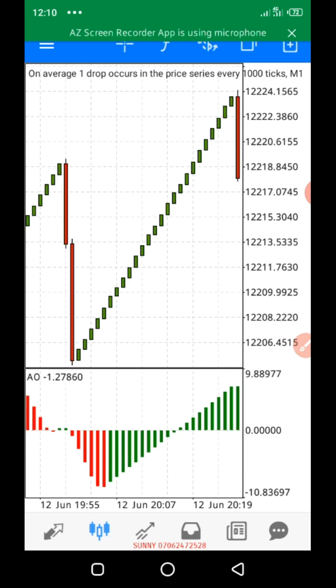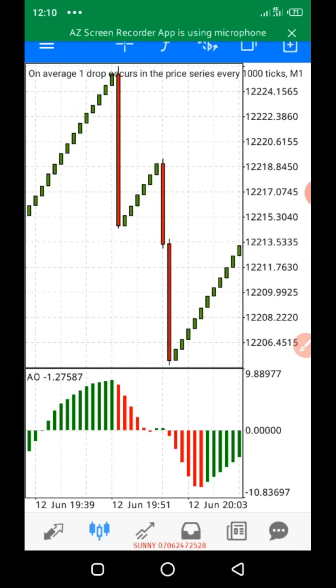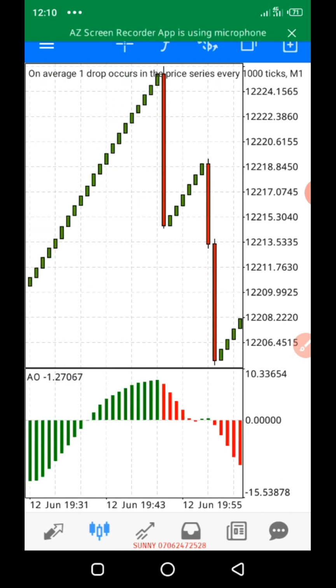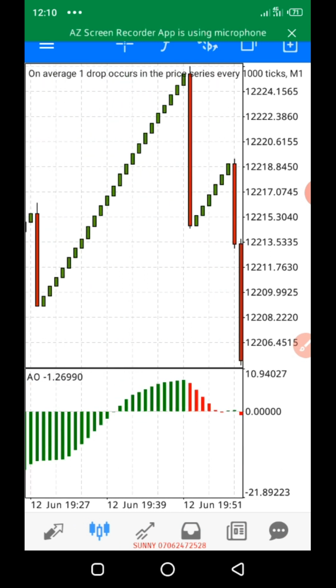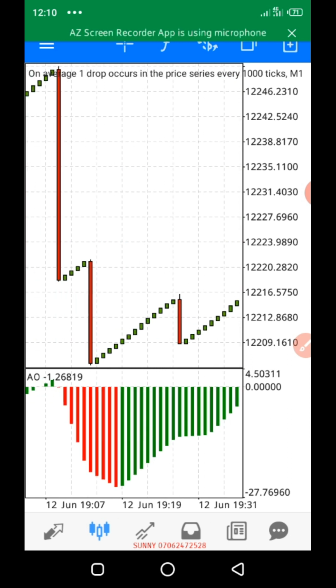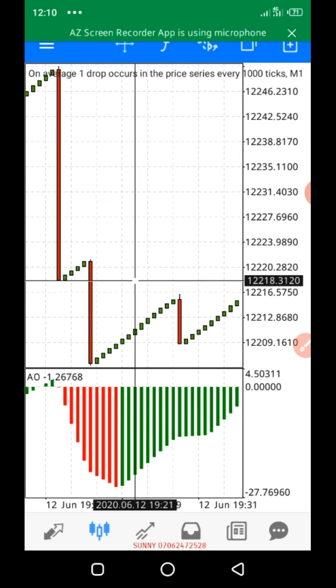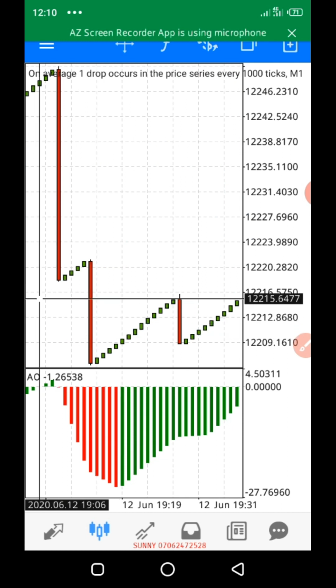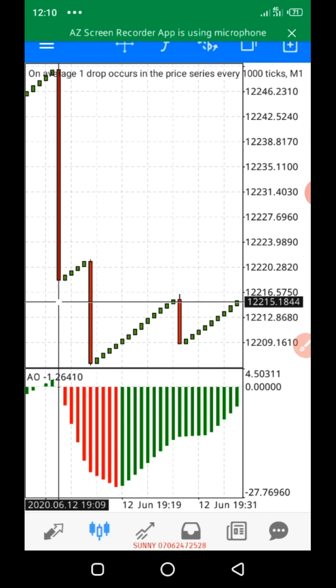So just backtest it by yourself. Look at the spike. After you see a spike, what happened? You see green. You see a red, then green. Look at this spike here. Look at this long spike. I'm talking about this long one here.